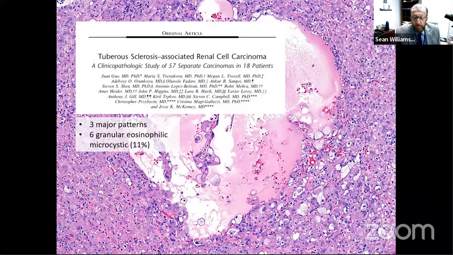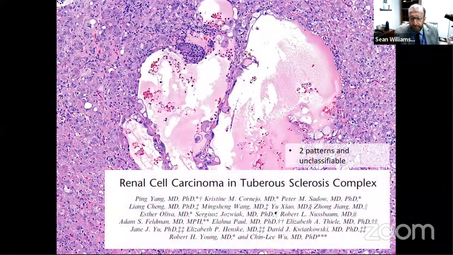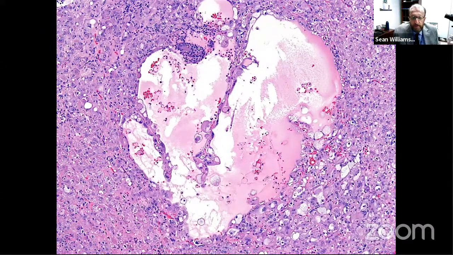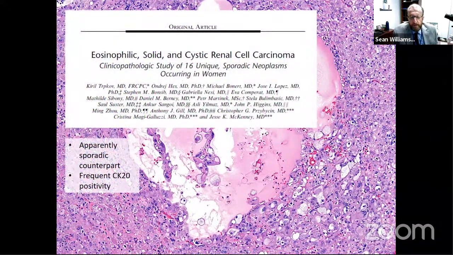Initially, a couple of studies that I mentioned earlier looked at the renal cancers in tuberous sclerosis patients, and this was yet another interesting morphology that was found in those studies. The one study here divided renal carcinomas into 3 major patterns, one of which was called the granular eosinophilic microcystic pattern, which would later come to be known as eosinophilic solid and cystic renal cell carcinoma, or ESC-RCC. The other study from this group described 2 major patterns in tuberous sclerosis patients and also an unclassifiable group, but both of them had very similar findings in tuberous sclerosis patients. So then subsequently, Kirill Trpkov and colleagues proposed the name eosinophilic solid and cystic renal cell carcinoma for these tumors. This was a cohort of apparently sporadic tumors that occurred almost exclusively in women.